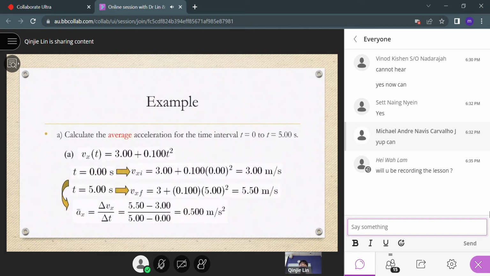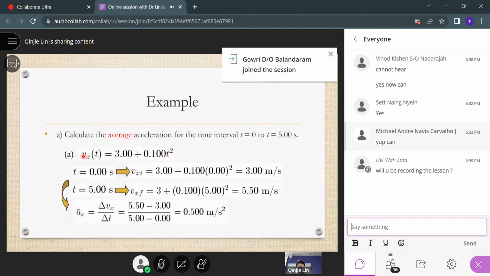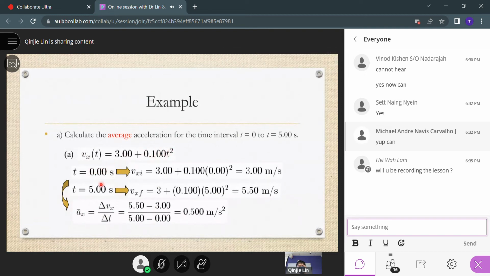Okay, so for part A, calculate average acceleration. To find average acceleration, what we need for the numerator, we need to take the final velocity minus the initial velocity, right? So those two, that's what we need to find. We are already given the velocity equation here. So we just have to substitute the values at different timings to find the initial and the final velocity.